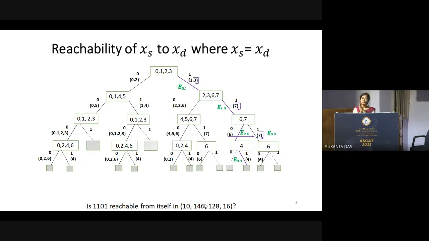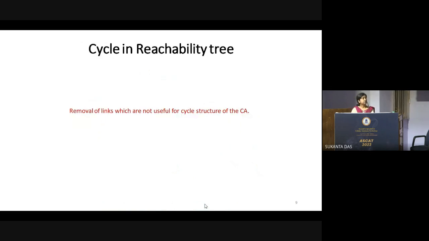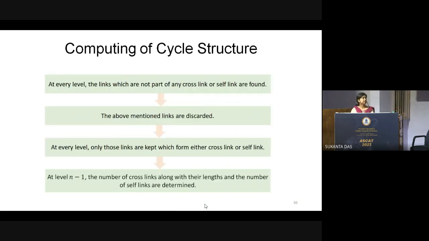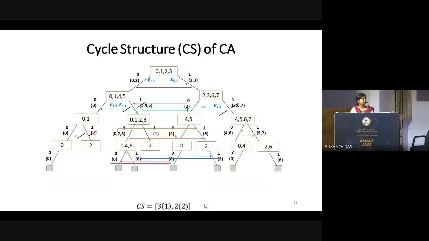What is the contribution of this? We can understand that we can remove the acyclic configurations in just one or two steps. So our objective is to figure out, at every level of the reachability tree, which links are not useful for my cycle computation, and these are the steps. At every level we keep only the links involved in cross links and self links; all others are discarded. Now, what will happen if we do not follow this?